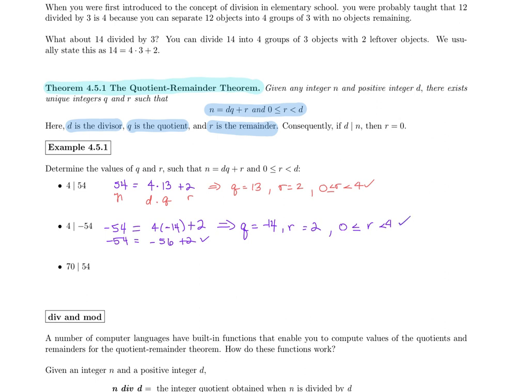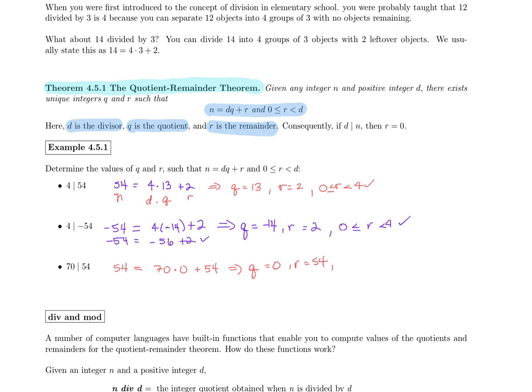How about 70 dividing 54? How many times does 70 go into 54? Well, that's kind of tricky because 70 is bigger than 54. So 70 doesn't really go into 54, so it can go in 0 times, which means that the entire 54 has to be my remainder. So here I have a quotient of 0, and I have a remainder of 54.